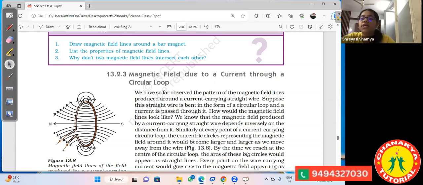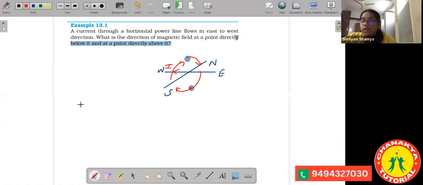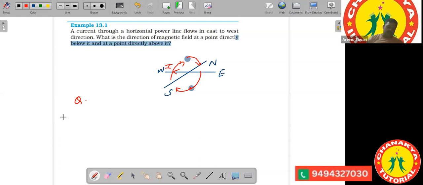Sir, it is because if there are 2 lines and they intersect each other in a magnetic field, then the compass cannot show a proper direction because at one time and at a single place, it cannot go in 2 directions. Yes, I explained this in the last class that at the same place and at the same time, a magnetic compass cannot point in 2 different directions.